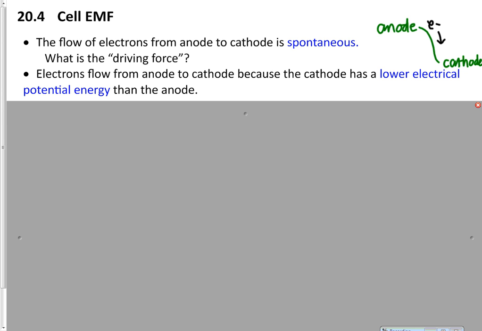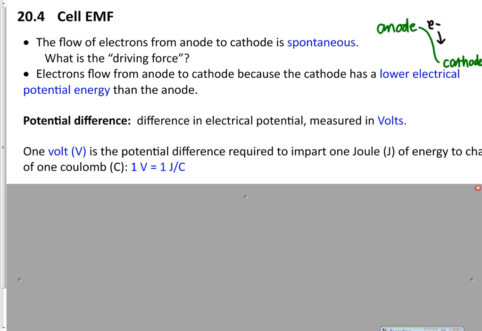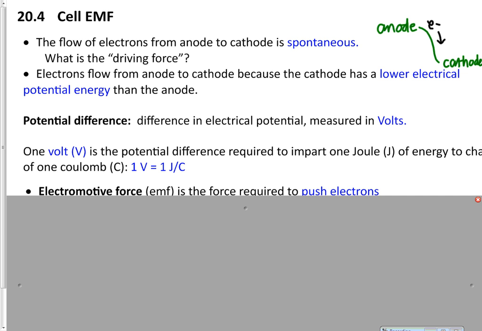So the reason that electrons will go from the anode to cathode is because the cathode has what we call a lower potential energy, and we measure that electrically, so a lower electrical potential energy than the anode. Now, it's measured in volts. A volt is the potential energy difference required to move 1 joule of energy per 1 coulomb of charge. So 1 volt equals 1 joule over a coulomb. And again, when you read this section, that might make a little bit more sense to you, but this volt is a derived unit, and that's what we want you to understand.